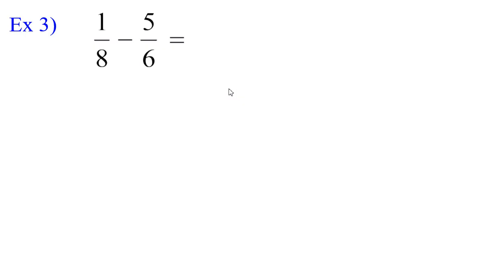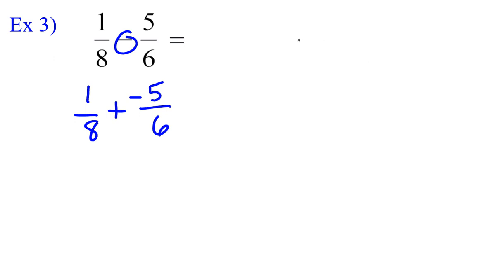So let's take a look here at example number 3. I have 1/8 minus 5/6. So the first step is we've got to change it to an addition problem. So I'm going to keep the 1/8. I'm going to change the subtraction to addition. And instead of positive 5/6, it's going to be negative 5/6. So here we have now an addition problem.